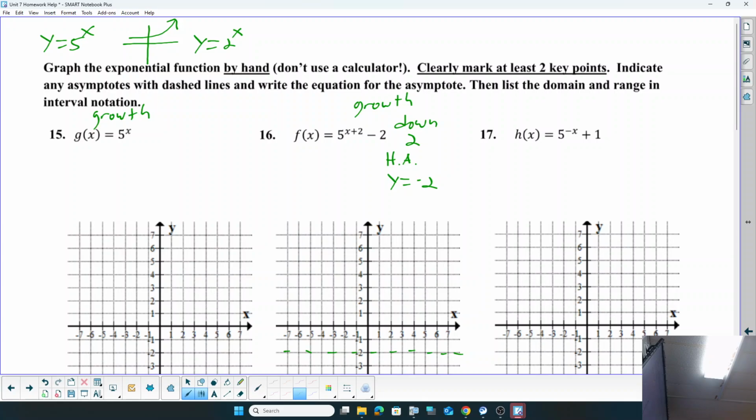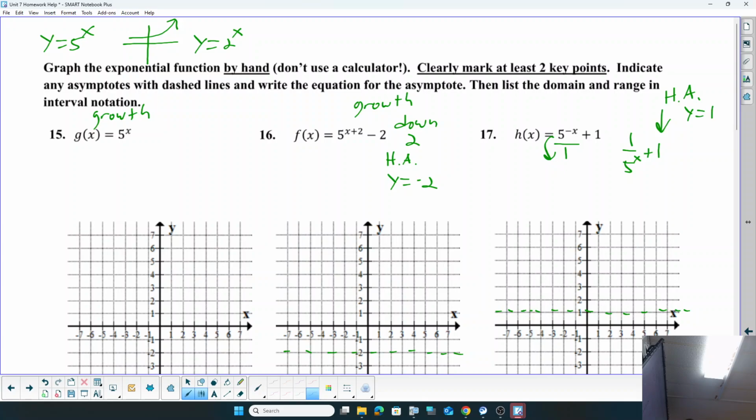So 5 to the negative x, that's interesting. Write that over 1 and bring it down. So that'd be 1 over 5 to the positive x, plus 1. And so you would have a horizontal asymptote at y equals 1, because of this 1 right there.